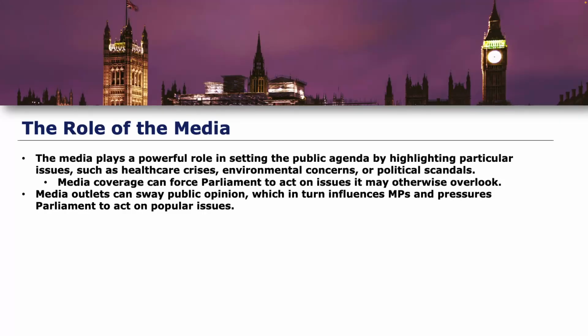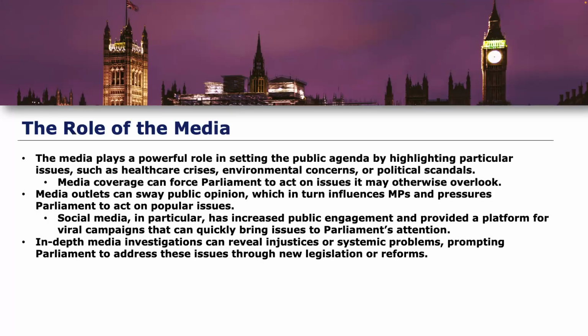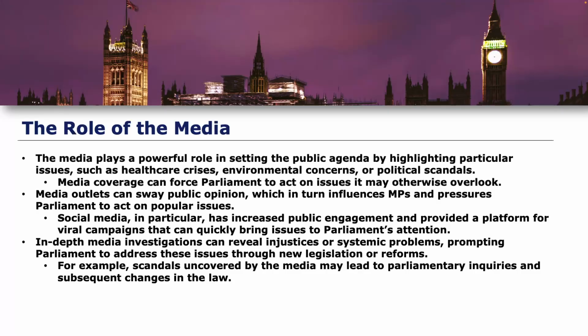Media outlets can sway public opinion. This can in turn influence MPs and pressure Parliament to act on popular issues. As I've just mentioned, you will have no better example in the modern day than the example I just highlighted. In-depth media investigations can also reveal injustices or systematic problems in certain areas of society, again prompting Parliament to address these issues through new legislation or reforms. So, uncovering scandals, for example, might lead to parliamentary inquiries.